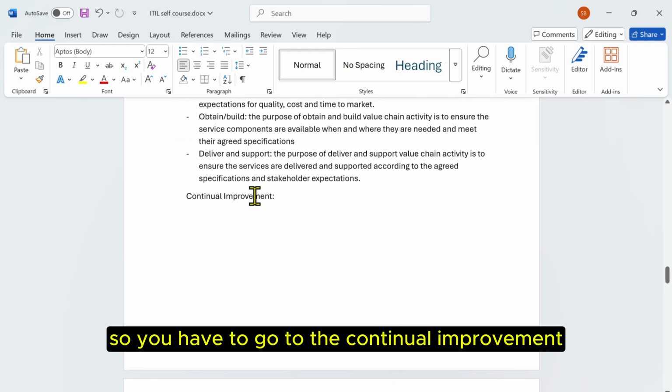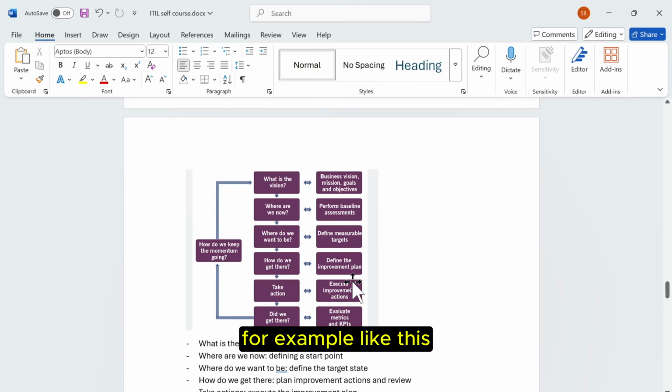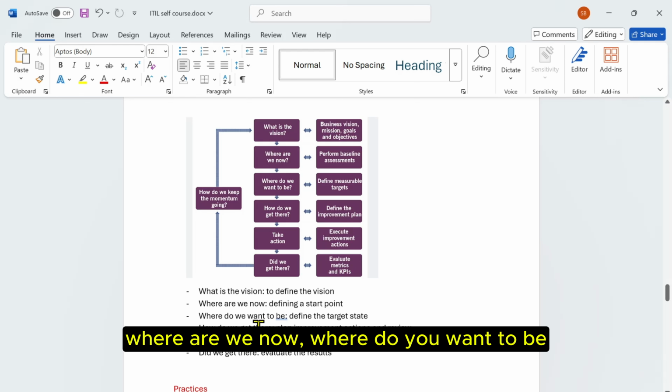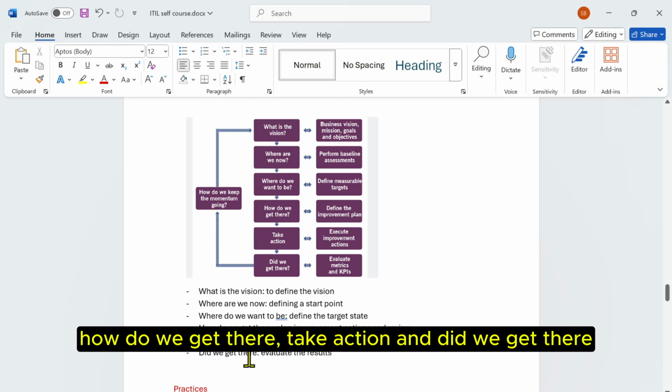So you have to go to continual improvement. For example, like this, how do we keep momentum going? So there are certain things. What is the vision? Where are we now? Where do you want to be? How do you get there? Take action, and did you get there?